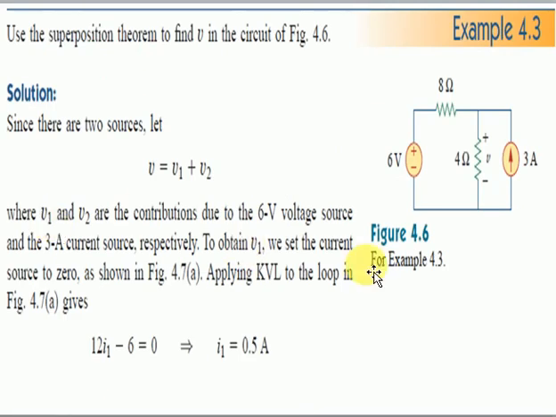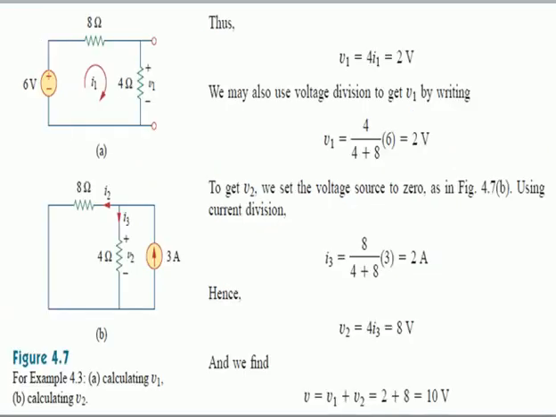Now here we get the value of V1 by having a single source. Now we have to find out the value of V2 by having this source. So this voltage source will be short circuited. When we do this short circuit, then we will get the circuit as this. Here the voltage source has been short circuited.